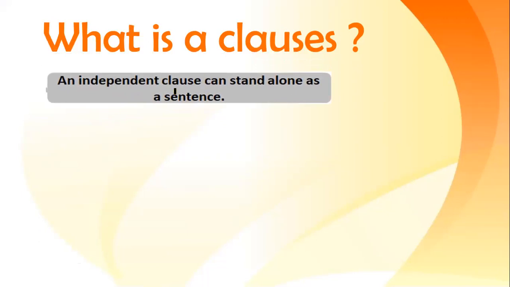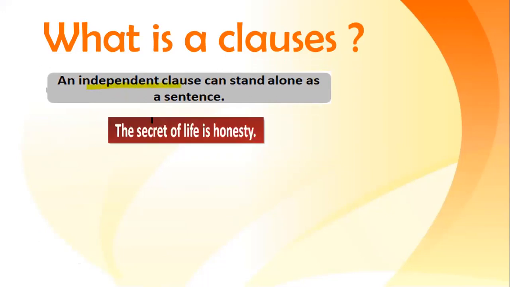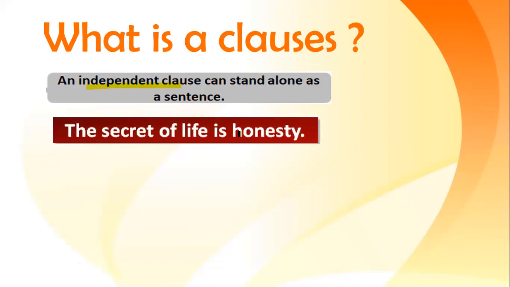If a clause can stand alone as a sentence, it is called an independent clause. Look at this example: The secret of life is honesty. This statement conveys a complete idea, a complete sense. Hence, this is called a sentence. It means that a sentence has a subject and conveys a complete idea, a complete sense. That is why we can call it an independent clause. Because it is an independent clause, it can also be called a sentence.